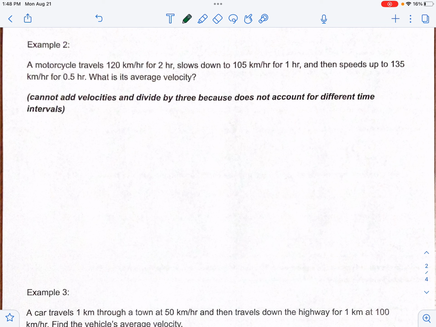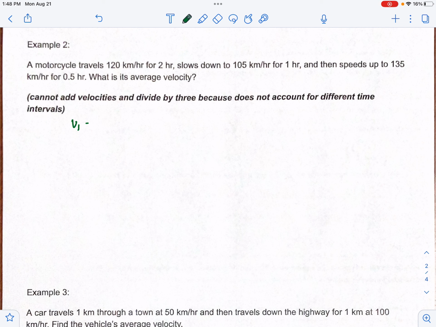A motorcycle travels 120 kilometers per hour for 2 hours, slows down to 105 kilometers per hour for 1 hour, and then speeds up to 135 kilometers per hour for 0.5 hours. The bold thing here is you cannot just add your velocities up and divide by 3. Technically that is an average, but that is not how you calculate average velocity. Before I start panicking because of all this stuff going on, I'm just going to clean things up and organize it.